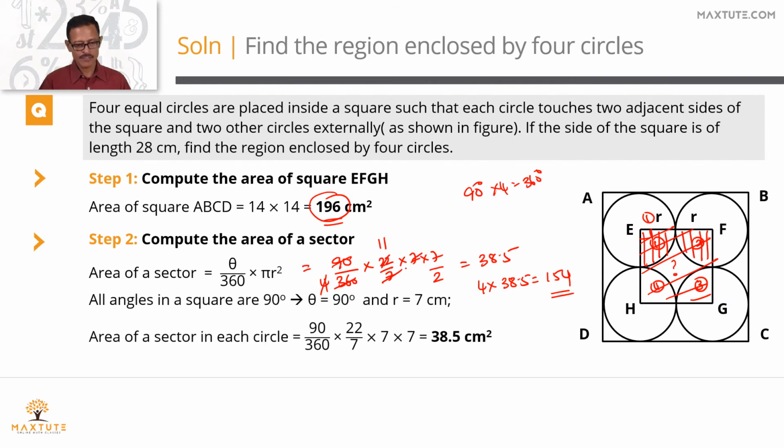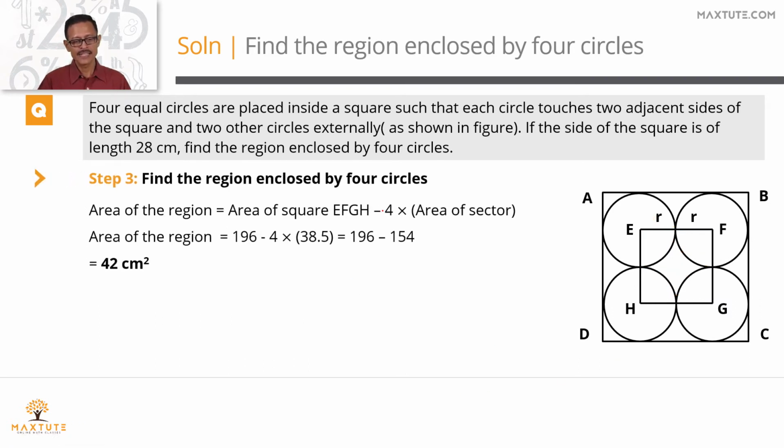Just spoken about these things. We have found out the area of each sector. 90 by 360 cancels out as a 4. 7 gets cancelled with the 7. The 22 and 4 will cancel to leave us with 11 in the numerator and 2 in the denominator. 77 by 2 is 38.5, which is the area of one such sector. Area of all 4 sectors therefore will be 4 times 38.5, which is 154.